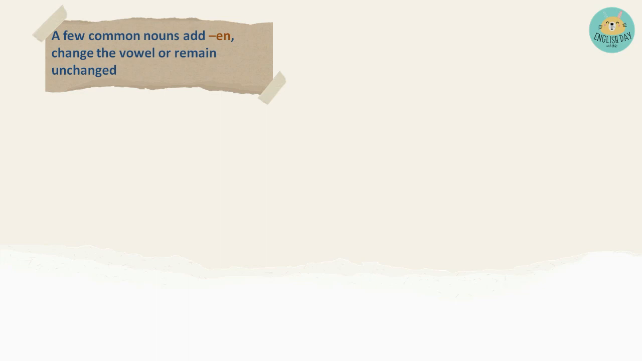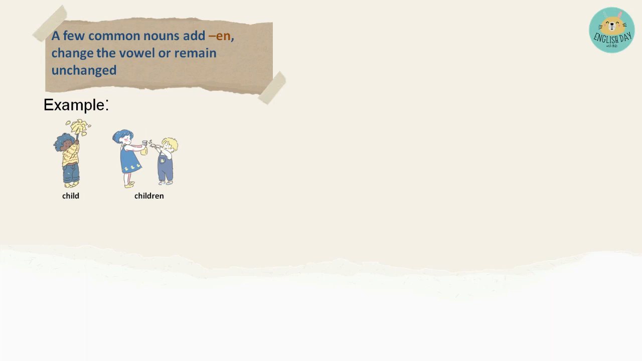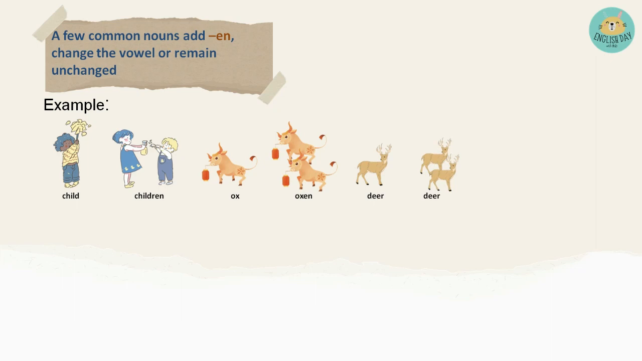Now for the next rule, a few common nouns add en. Sometimes we change the vowel or sometimes it remains unchanged. Let's have some examples. Child, children. Ox, oxen. Deer, deer. Fish, fish. So as you can see, we have examples here wherein we changed or added en to make them plural.